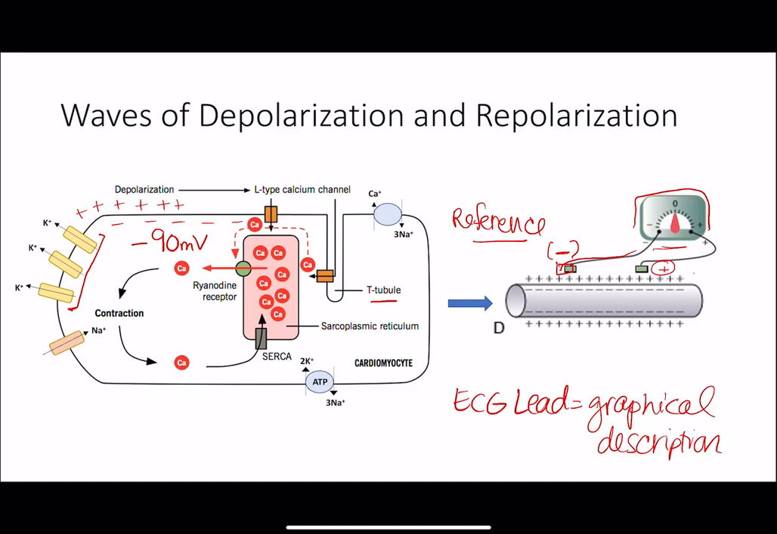And we get a reading, right? This graphical description, this EKG lead, is going to record the difference between these two measurement points. What's the difference between your reference electrode and your exploring electrode? And right now, they are both recording a positive potential, and so the dial is reading 0. There is no difference between your reference and your exploring electrode.